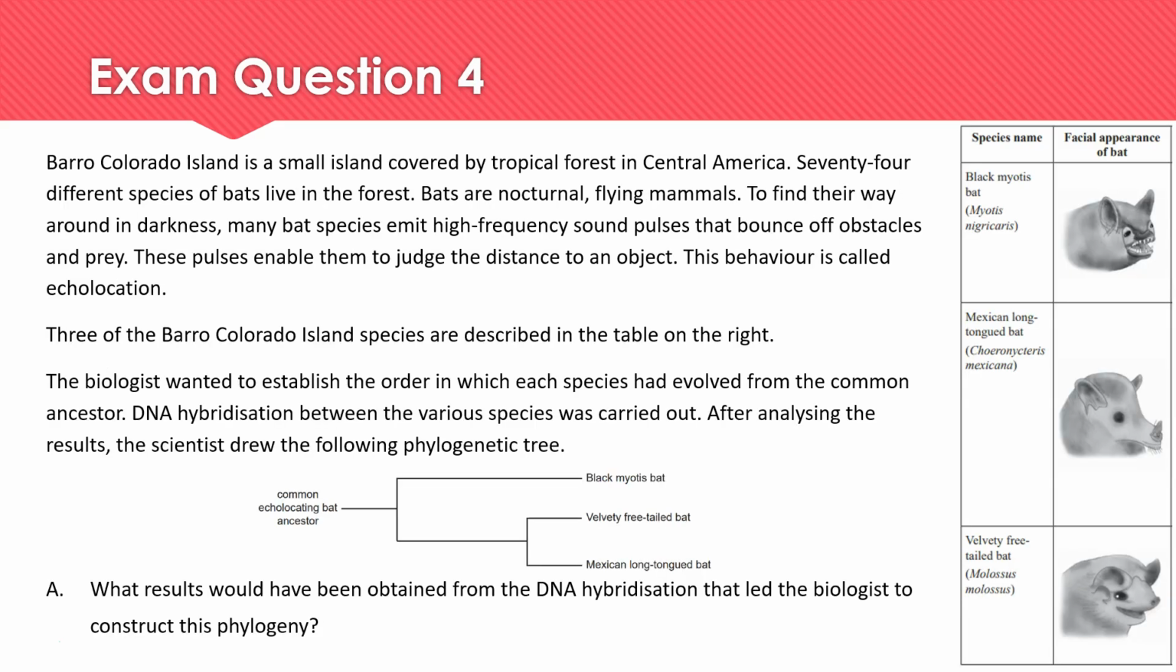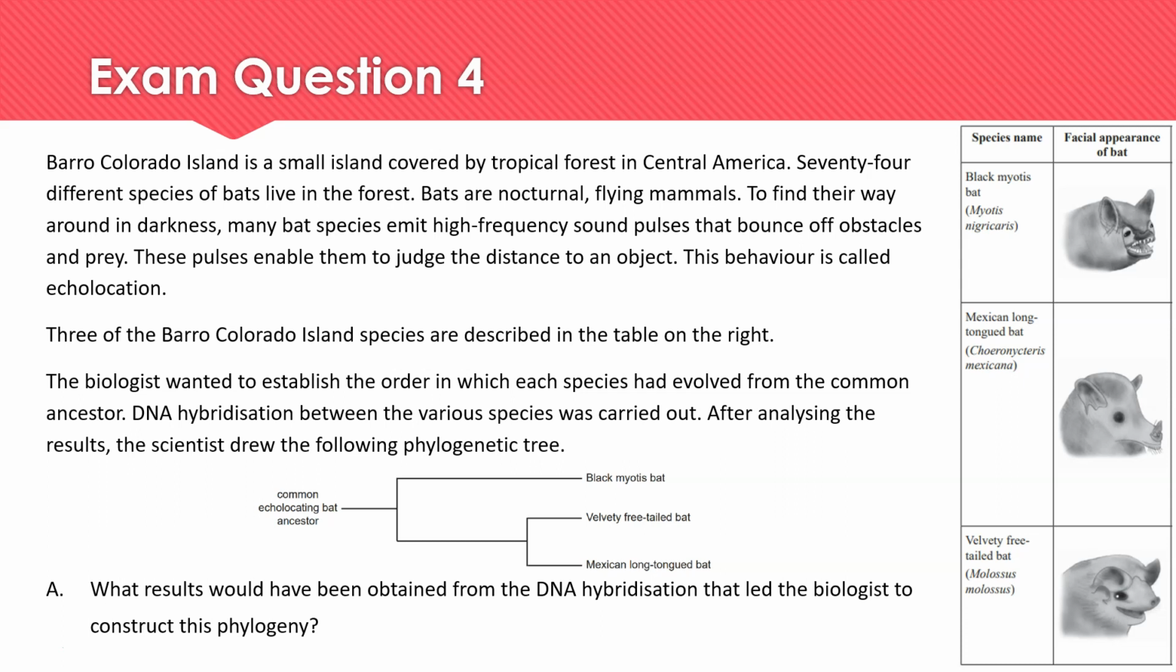This brings us now to exam question 4. It says Island is a small island covered by tropical rainforests in Central America. 74 different species of bats live in the forest. Bats are nocturnal flying mammals. To find their way around in darkness, many bat species emit high-frequency sound pulses that bounce off obstacles and prey. These pulses enable them to judge the distance to an object. This behavior is called echolocation.